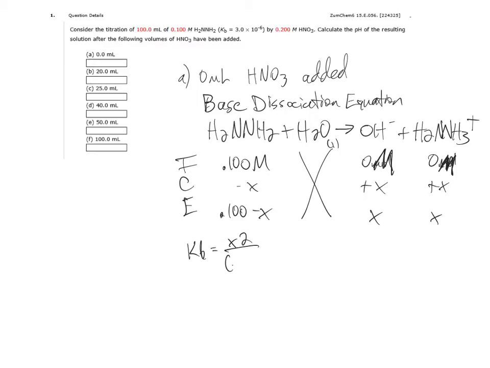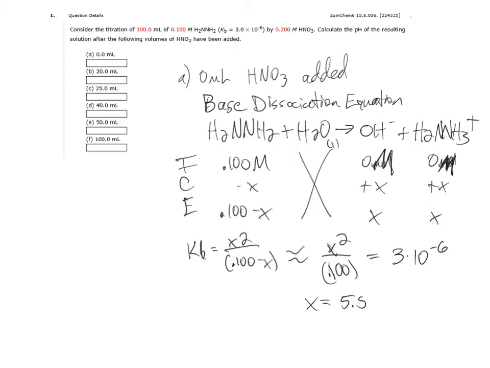When we write the equilibrium expression, we get X squared over the quantity 0.1 minus X. We'll go ahead and make the mathematical assumption that 0.1 minus X is roughly 0.1. And we'll set that equal to the Kb value that they gave us at the beginning of the problem, 3 times 10 to the negative 6. Solving for x, we arrive at 5.5 times 10 to the negative 4th.